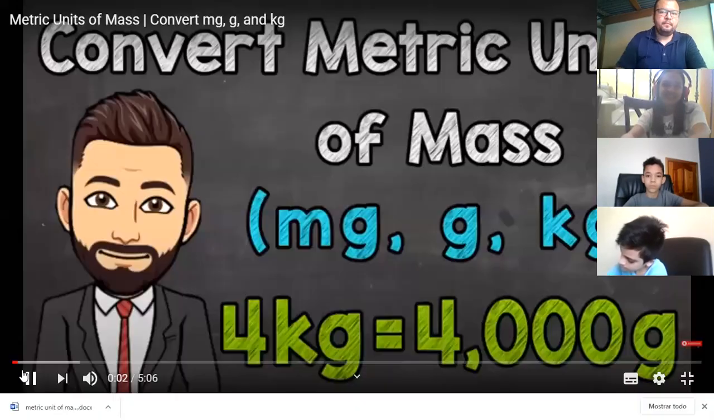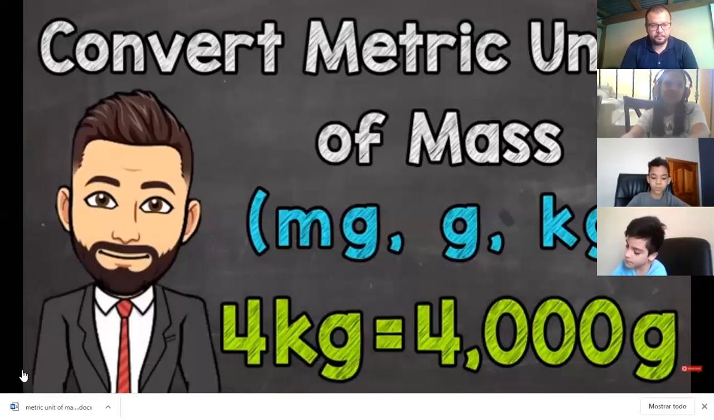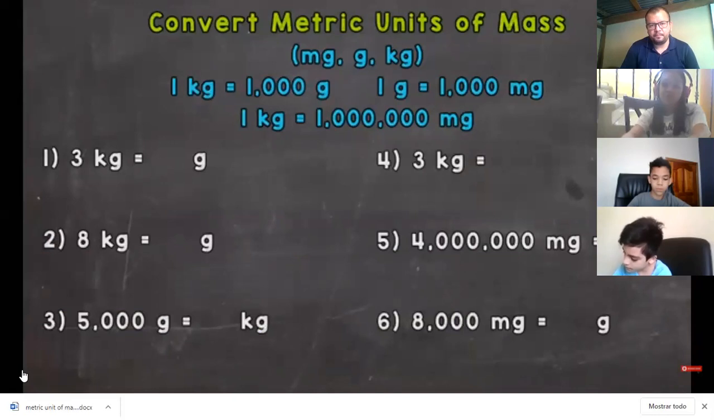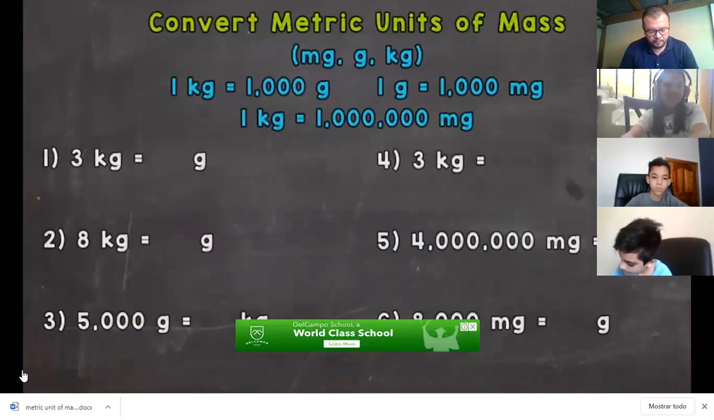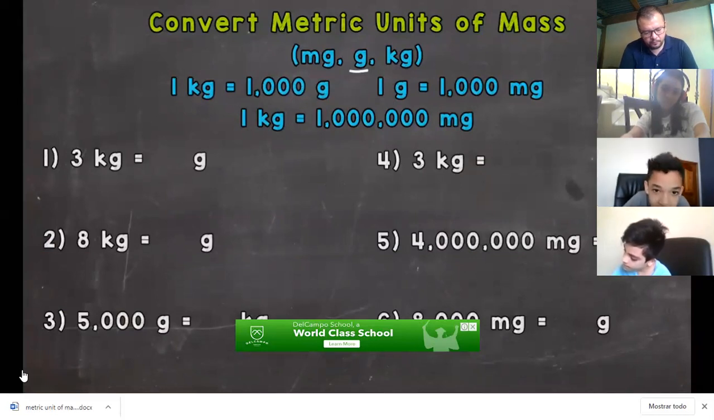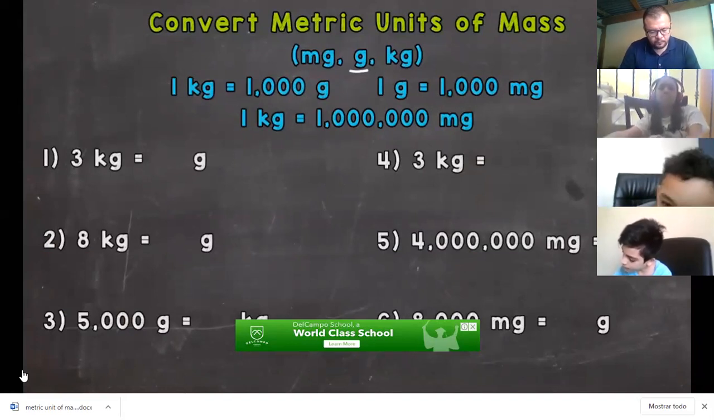Welcome to Math with Mr. J. In this video, we're going to be converting metric units of mass, and specifically milligrams, grams, and kilograms. Our base unit of mass for the metric system is going to be a gram, so everything's going to be based around that gram. The other units of mass are going to have prefixes attached to gram, and that's going to tell us what those units of mass mean.